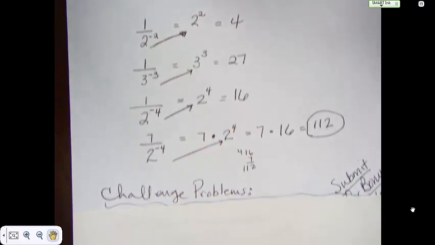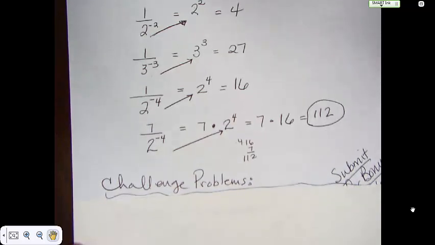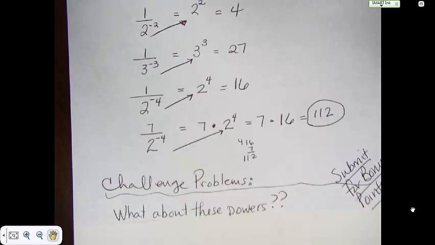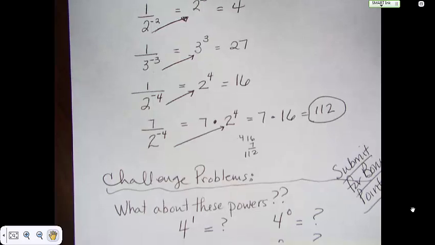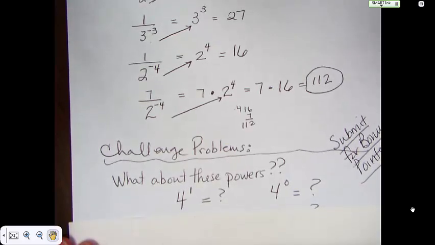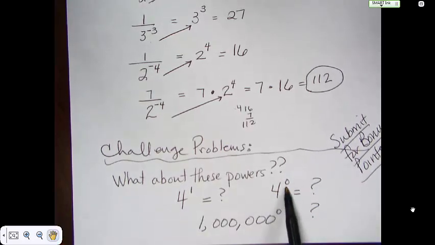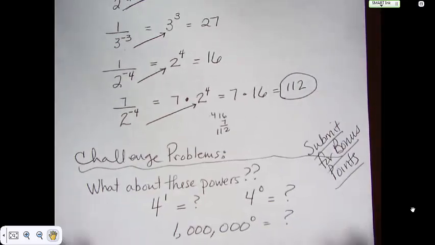Now, challenge problem. Ready? What about these powers? 4 to the 1st, 4 to the 0, and 1 million to the 0. I challenge you to figure out what these are. Submit them for bonus points.